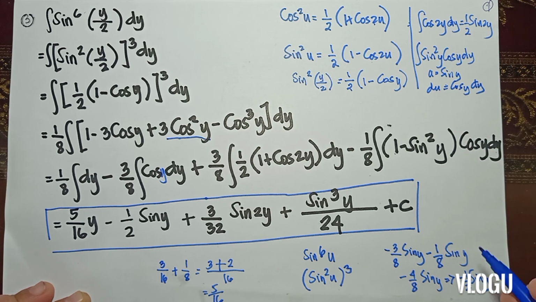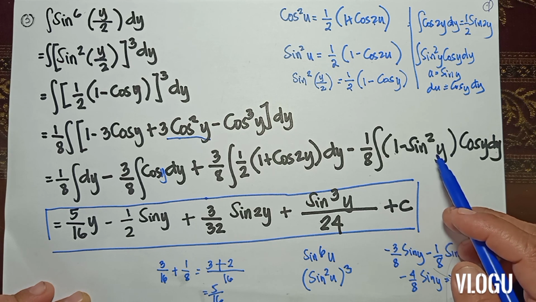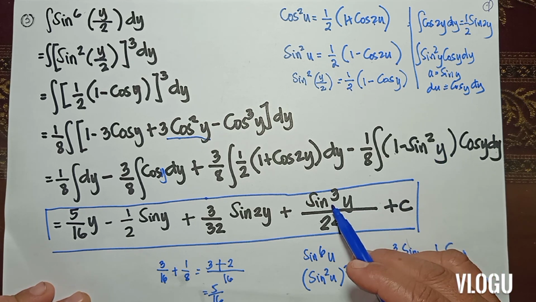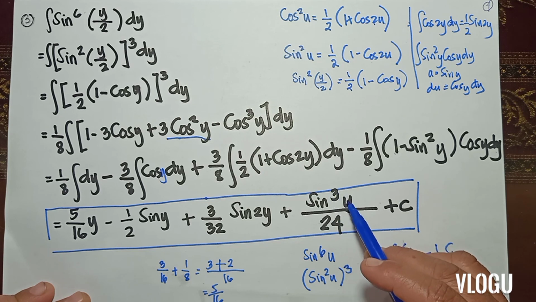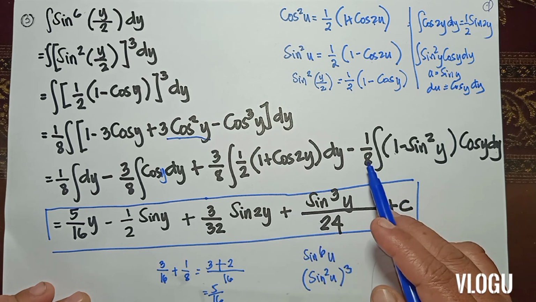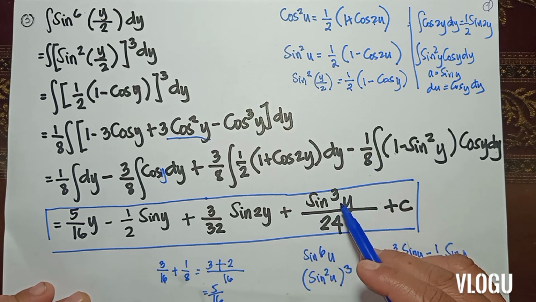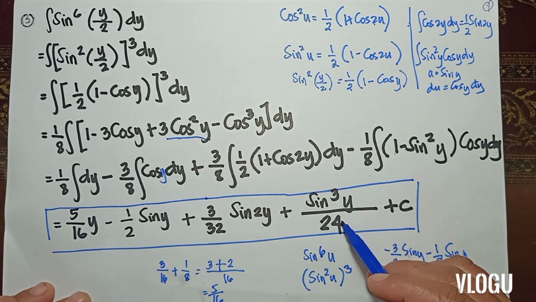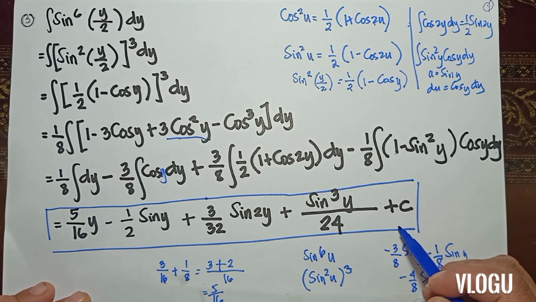U to the n. Therefore, you will have n plus 1, so sine cube over 3. It's negative, negative, so positive, plus 1/8 times 3, so 24. So that's the reason you will have sine cube y over 24 plus c.